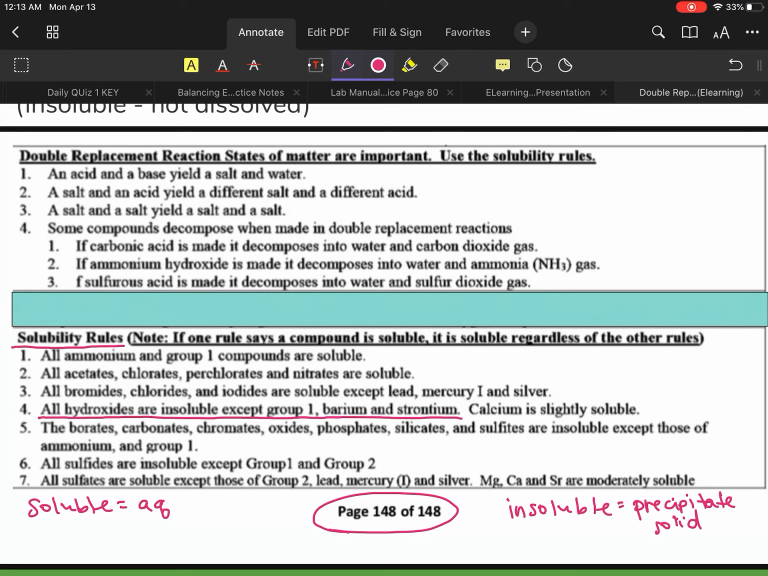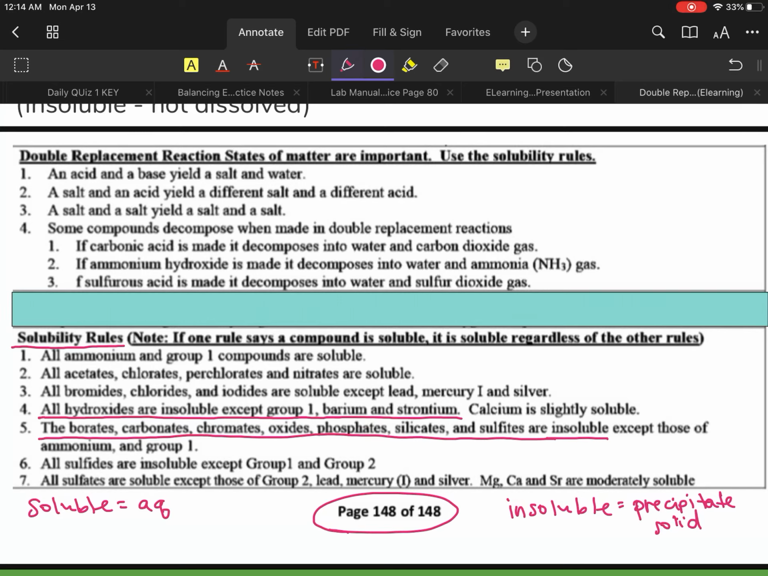So remember, group 1 is that first column in my periodic table, like potassium, sodium, lithium, those elements in that first column. Okay. And then let's see, what else can we find that's insoluble? So here it's talking about the borates, carbonates, chromates, oxalates, phosphates, silicates, sulfites are insoluble, but we have an except. Okay, so this is important.